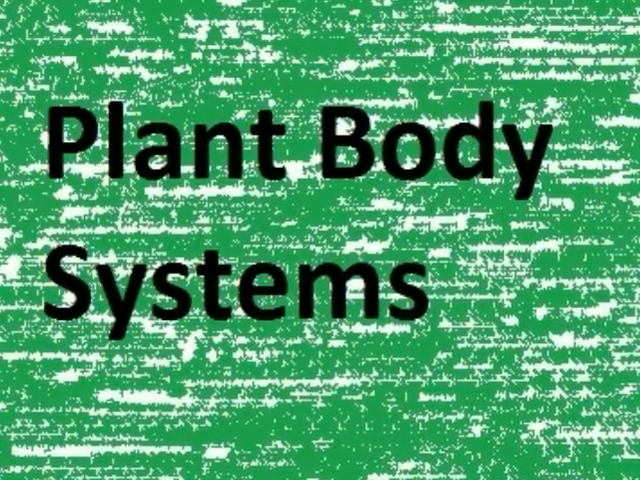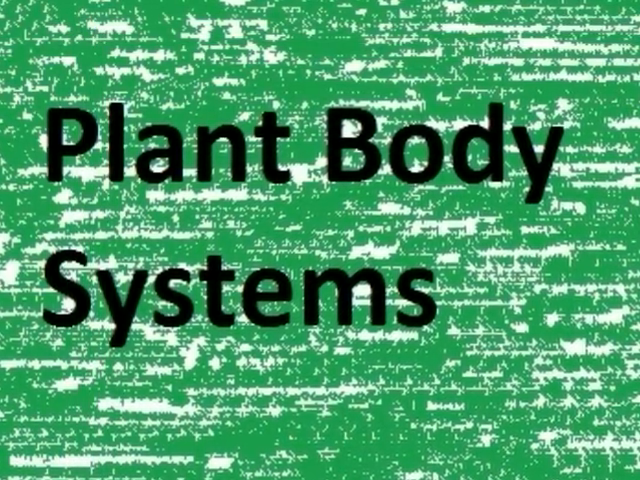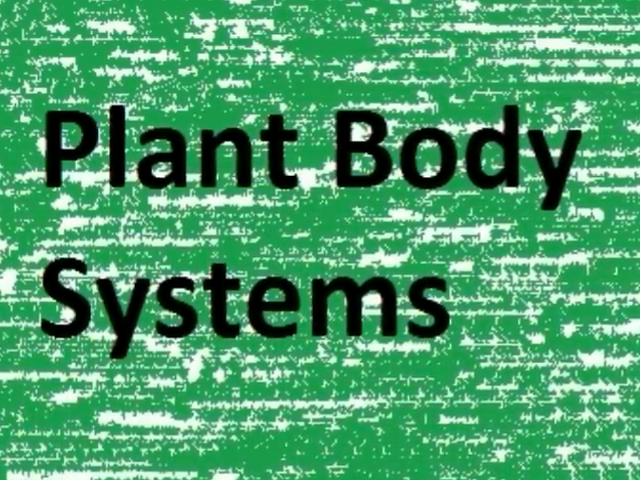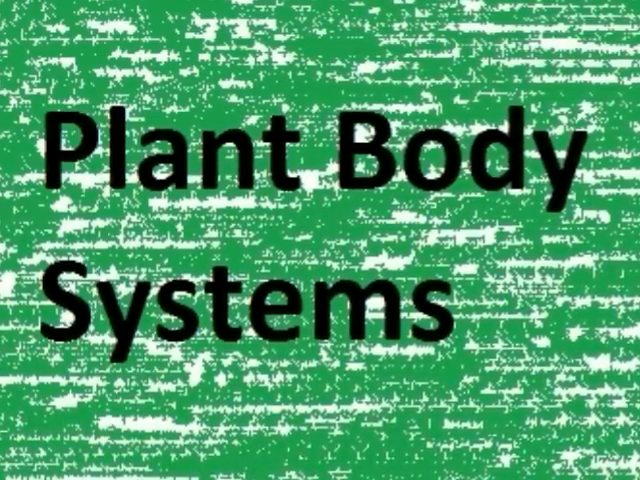Plant cells develop into cell types that are grouped into tissues. Plants have only 3 tissue types. These are dermal tissue, ground tissue, and vascular tissue.